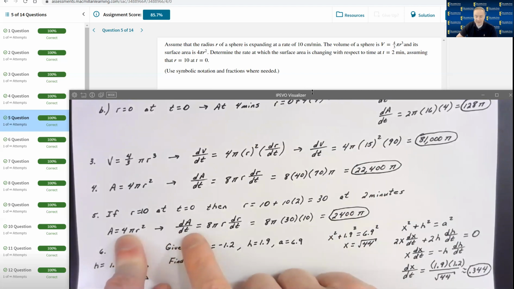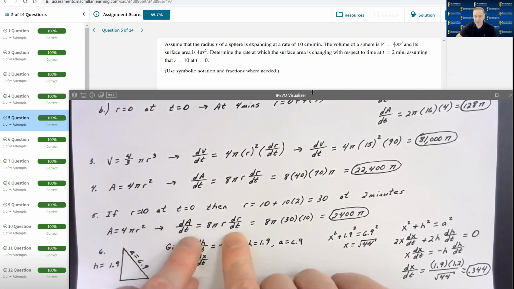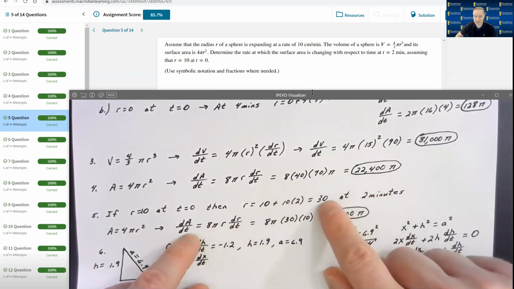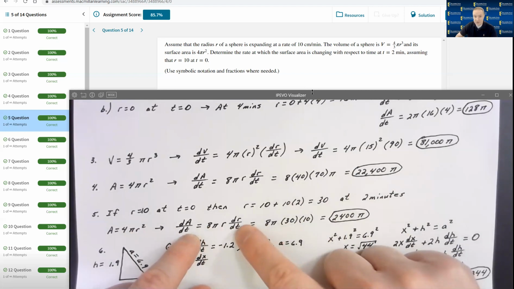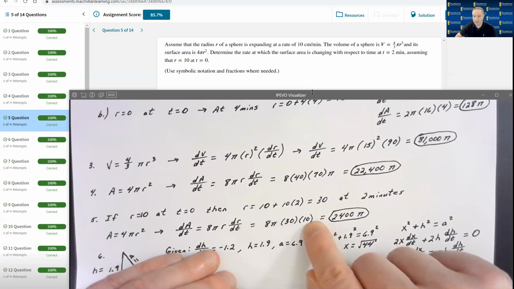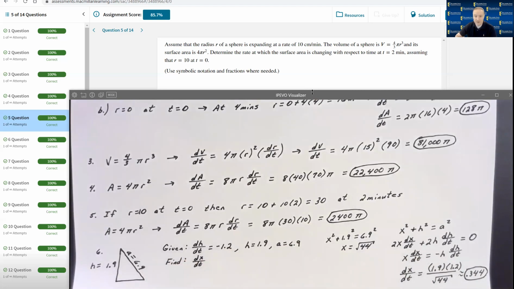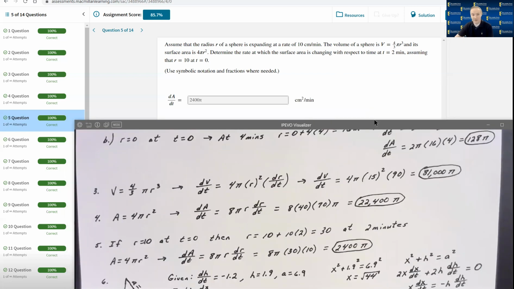So dA/dt is equal to 8 pi r dr/dt, and then plug in what we know. That's 8 times pi. We know r at the point of interest was 30, and the rate of change of r is 10 centimeters per minute. So we put that in. Multiply across, this is 300 times 8, 2400 pi, in square centimeters per minute. So the area is growing by 2400 pi square centimeters per minute. And you can see that's precisely what I entered on Achieve for this problem.